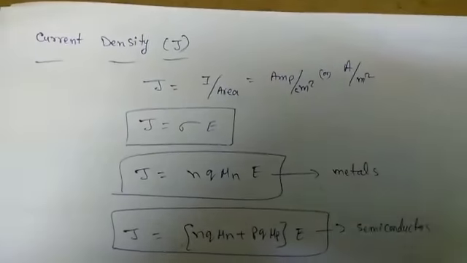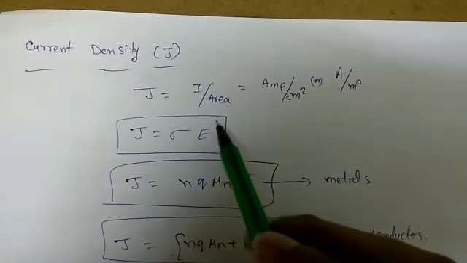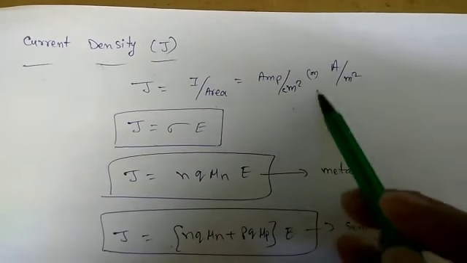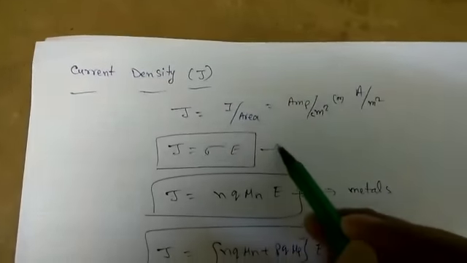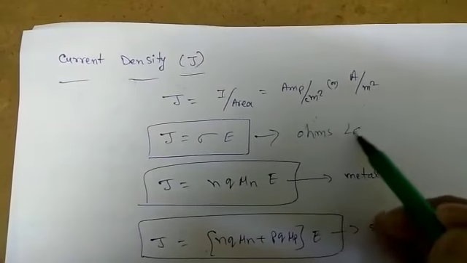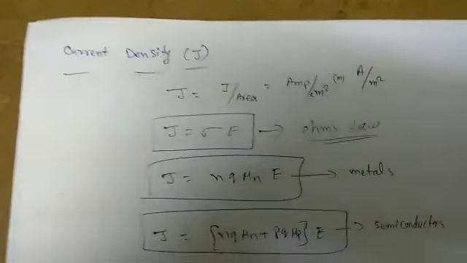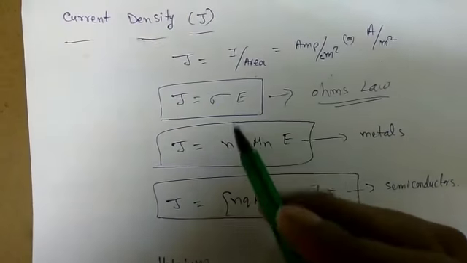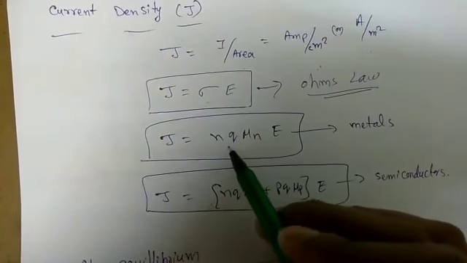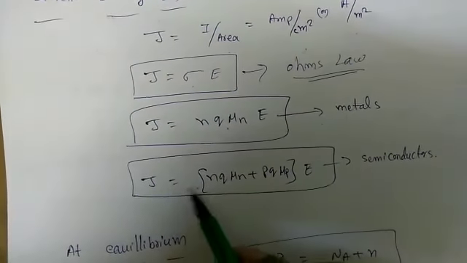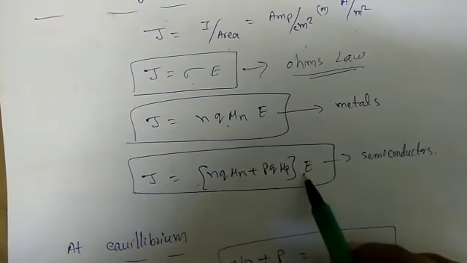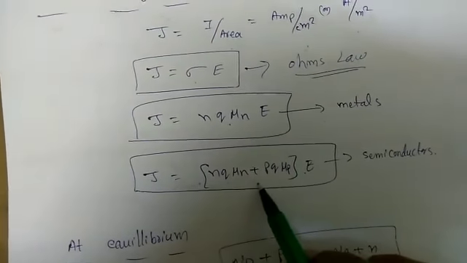The next concept is the current density. Current density is nothing but current per unit area, amps per centimeter square or amps per meter square. What formulas do we use? Generally we find this in Ohm's law in network theory: J is equal to sigma into electric field, where sigma is conductivity and E is the electric field. For metals, sigma is equal to n q mu n. If it is a semiconductor, we have to go for n q mu n plus p q mu p into E. We already discussed the sigma.